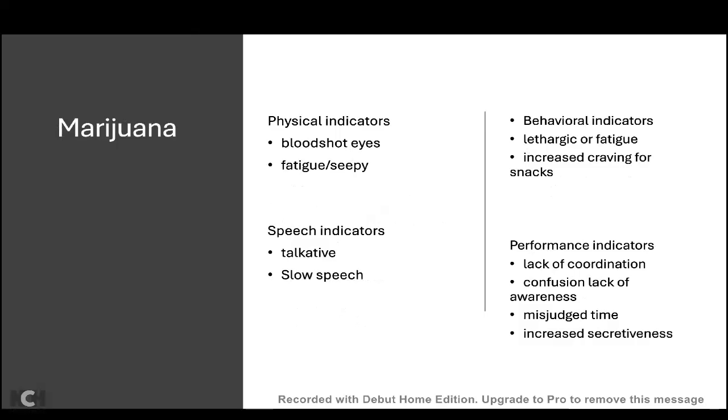Next, I'm going to talk about marijuana. Some physical indicators for marijuana can be bloodshot eyes, fatigue, or sleepy. Some speech indicators can be that they are very talkative or they have slow speech when they talk, as in slurred words. Some behavioral indicators can be lethargic or fatigue, increased craving for snacks. Some performance indicators can be a lack of coordination, confusion or lack of awareness. Some other ones can be misjudged time or an increased sense of secretiveness.